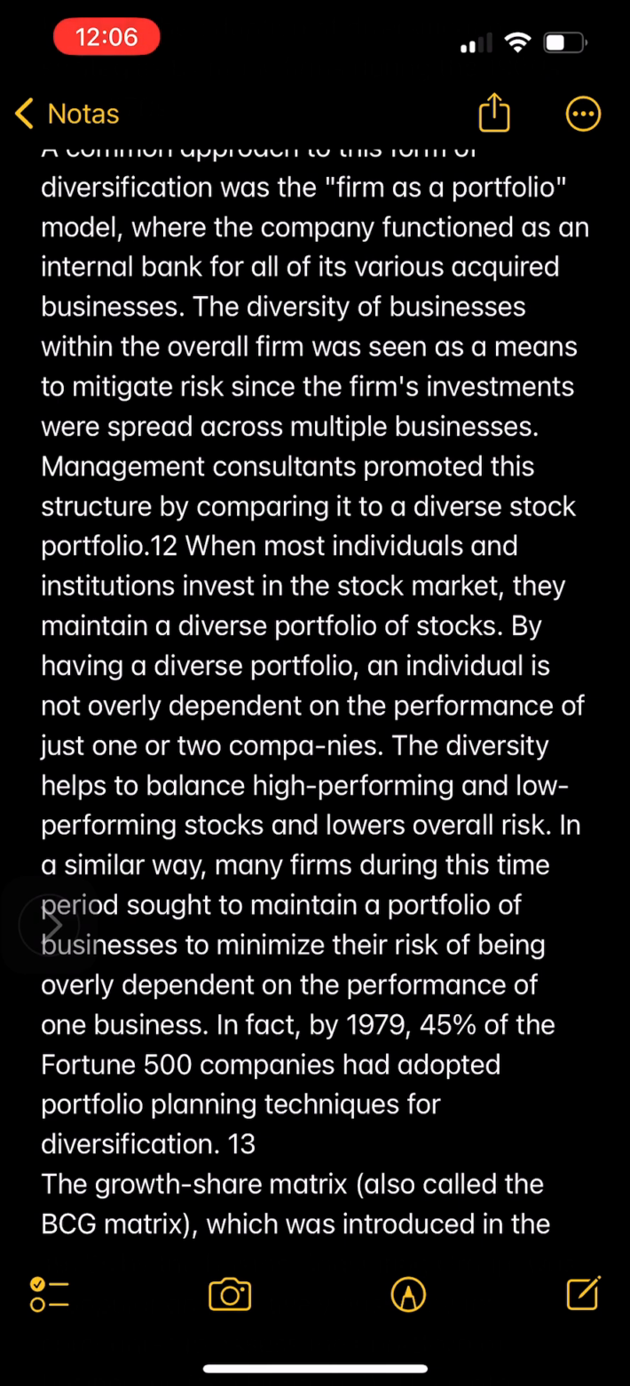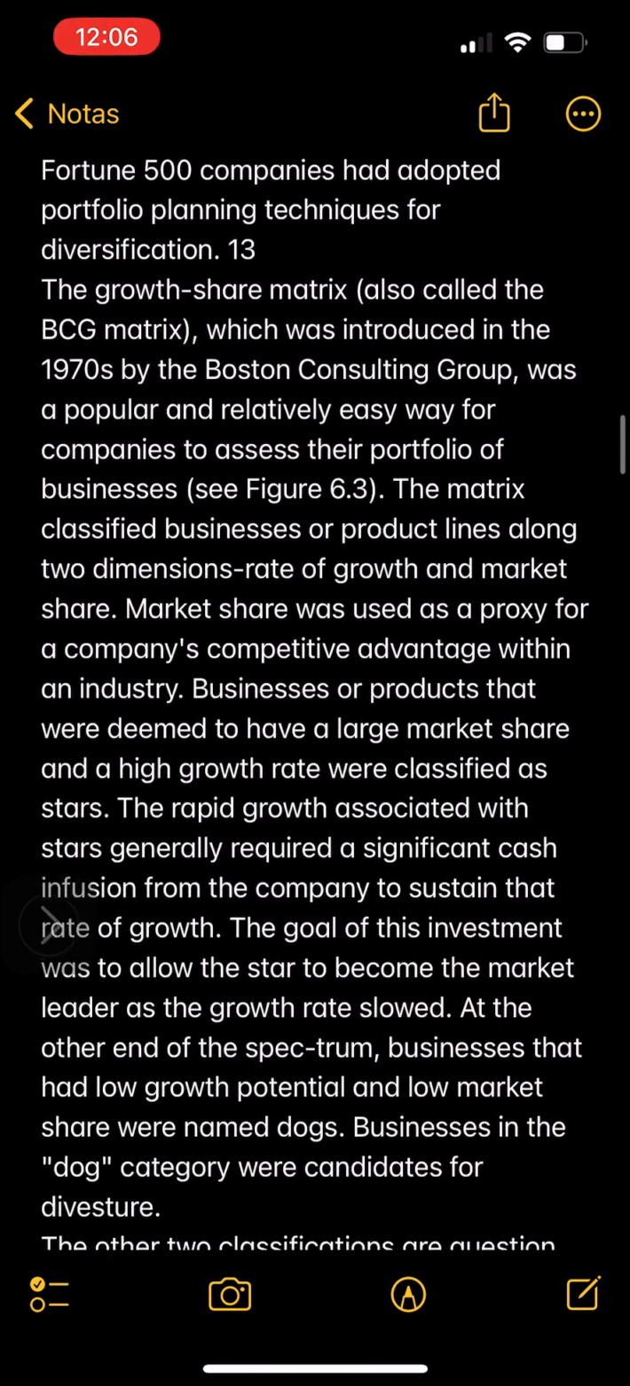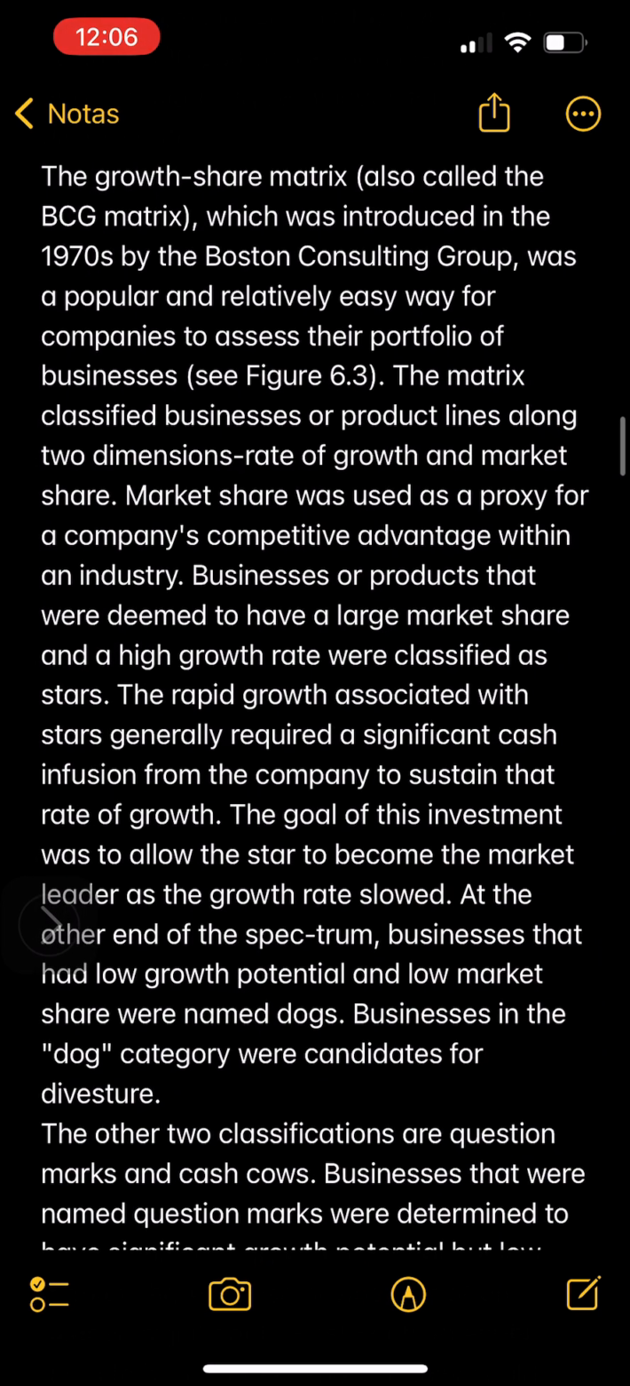The growth share matrix, also called the BCG matrix, which was introduced in the 1970s by the Boston Consulting Group, was a popular and relatively easy way for companies to assess their portfolio of businesses. See Figure 6.3. The matrix classified businesses or product lines along two dimensions: rate of growth and market share. Market share was used as a proxy for a company's competitive advantage within an industry. Businesses or products that were deemed to have a large market share and a high growth rate were classified as stars.